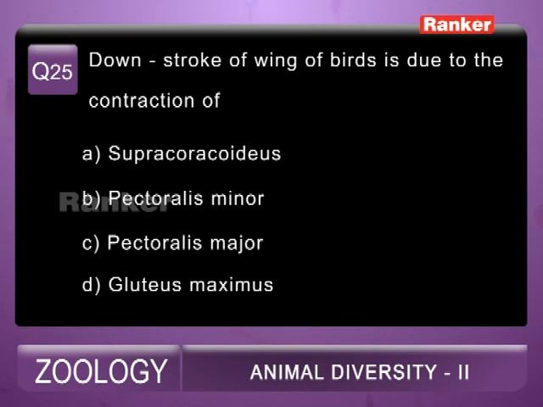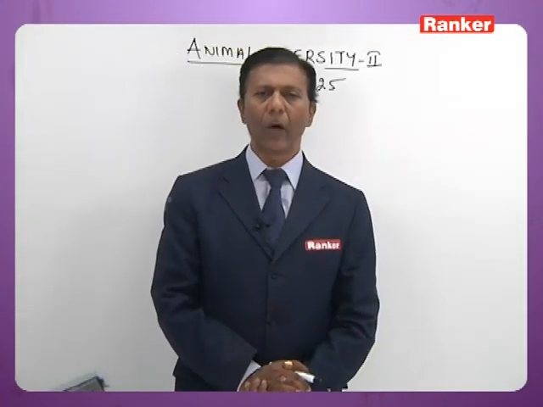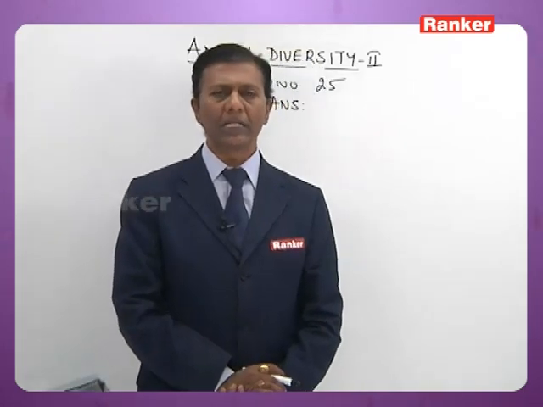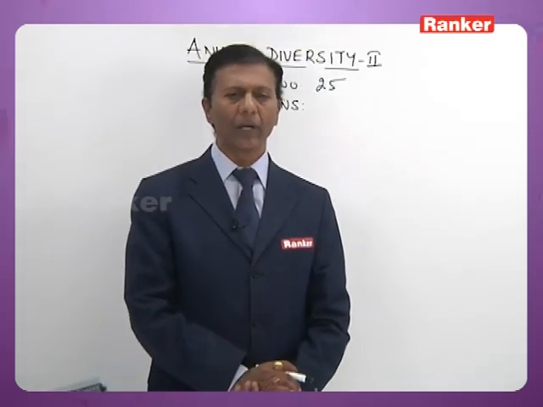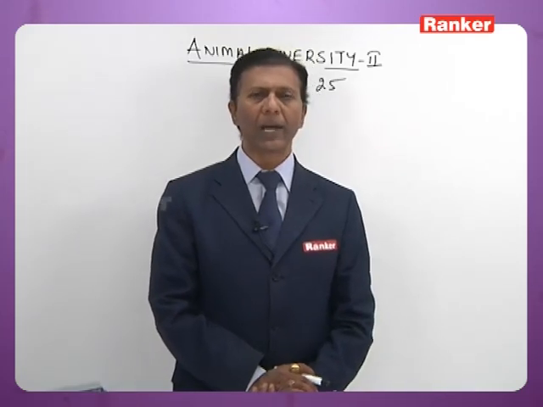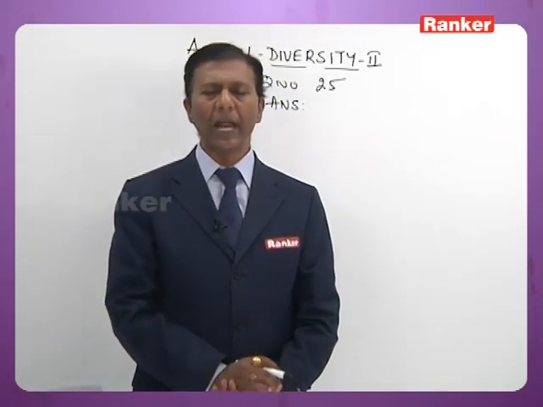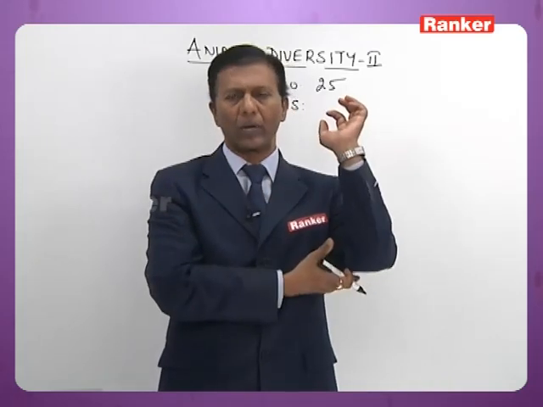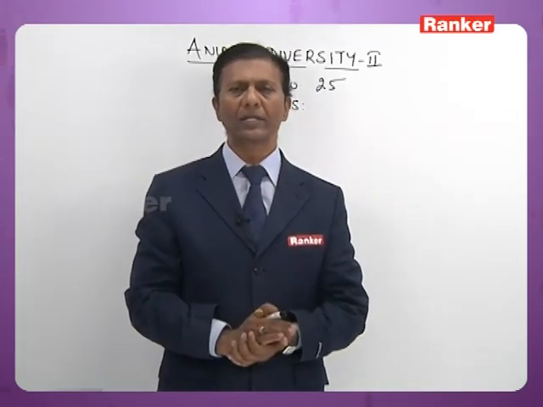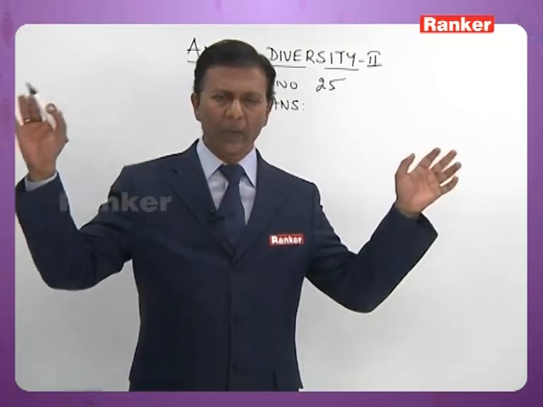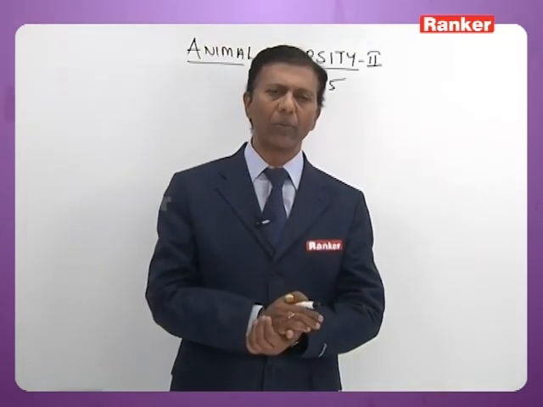Downstroke of wing of birds is due to the contraction of A, supracoracoides muscle, B, pectoralis minor, C, pectoralis major, and D, gluteus maximus. Now these downward strokes of wings are brought about by the contraction of pectoralis major. The pectoralis major arises from the keel and is attached to the inner surface of humerus bone. As a result, when the pectoralis muscle contracts, wings are pulled downwards and body is pushed upwards.